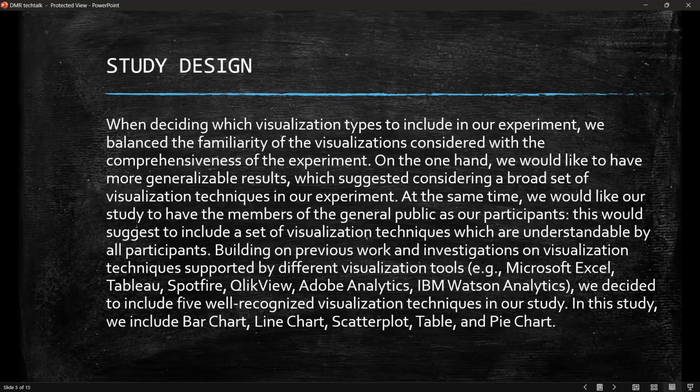Building on previous work on investigations of visualization techniques supported by different visualization tools, for example Microsoft Excel, Tableau, Spotfire, QlikView, Adobe Analytics, and IBM Watson Analytics, we decided to include five well-recognized visualization techniques in our study. In this study, we include bar chart, line chart, scatter plot, table, and pie chart.